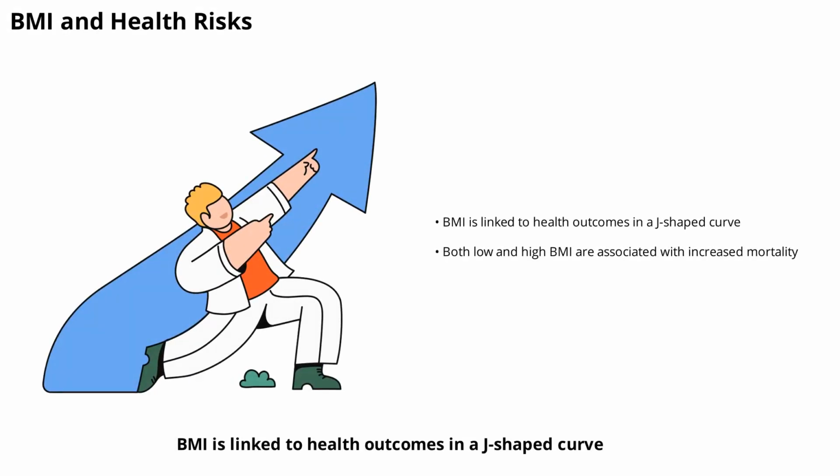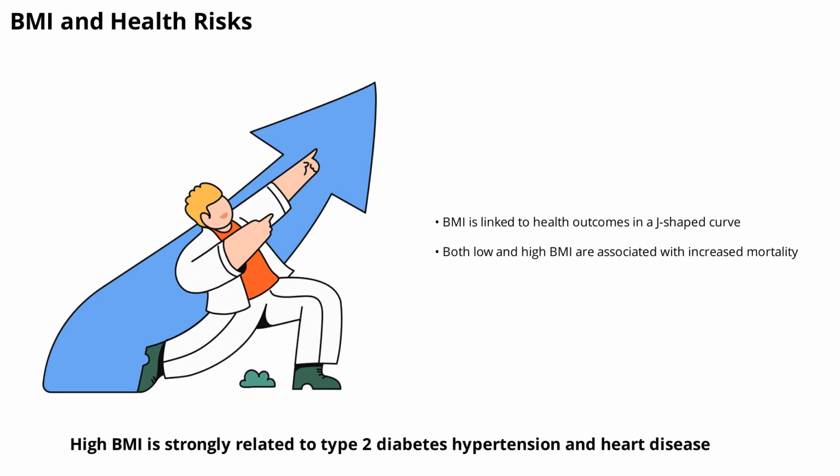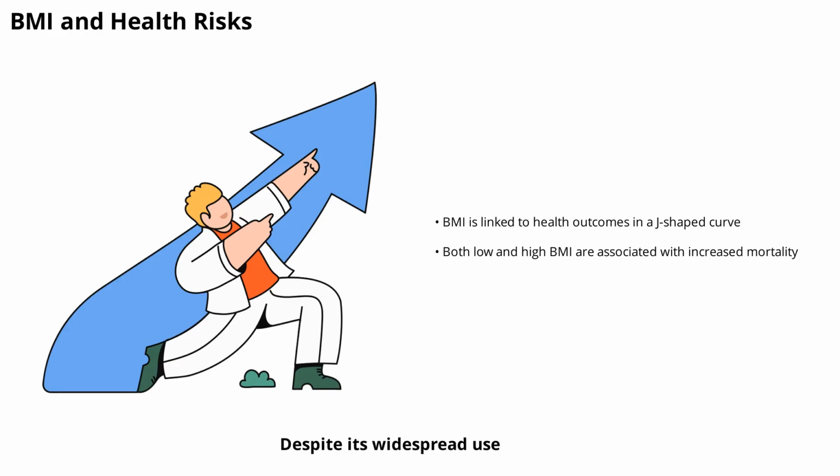BMI is linked to health outcomes in a J-shaped curve. Both low and high BMI are associated with increased mortality. High BMI is strongly related to type 2 diabetes, hypertension, and heart disease. Despite its widespread use, BMI is only a proxy for body fatness and can misclassify individuals, especially those with high muscle mass or different body compositions due to ethnicity.